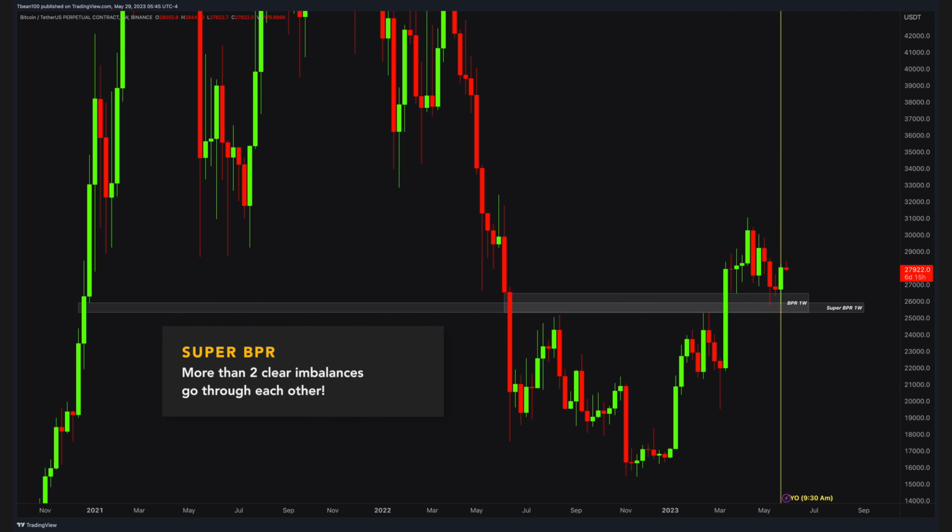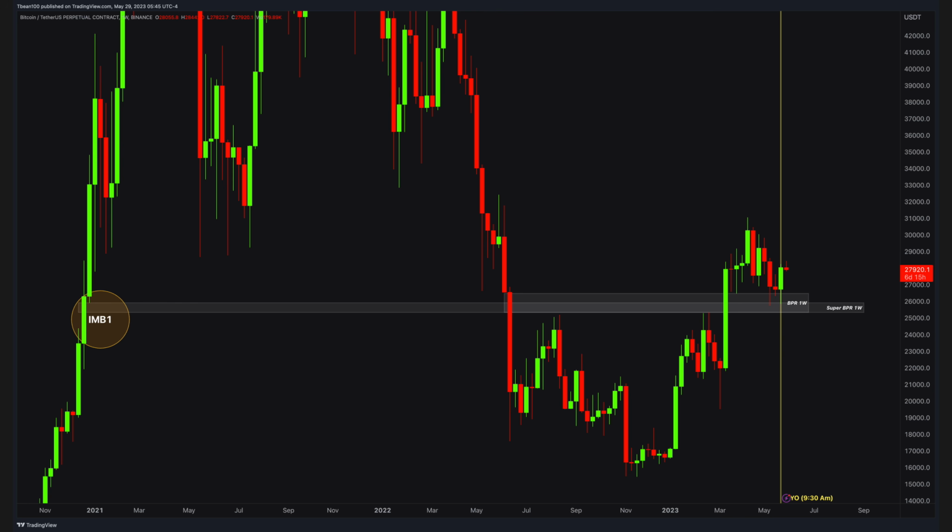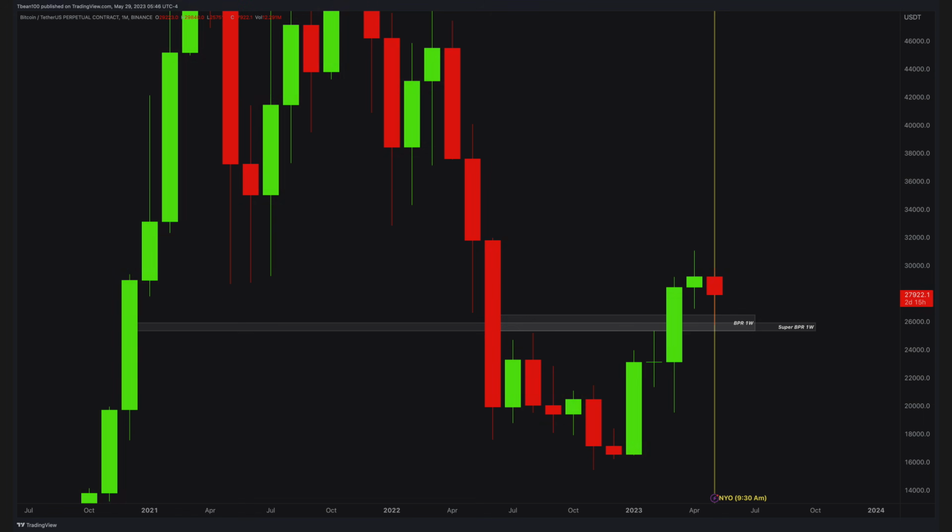Let me zoom out. Here we have the SUPER BPR, basically the combination of 3 untouched imbalances. First imbalance in 2021, second imbalance in 2022, the third imbalance in 2023. Notice how the price reacts in this special price zone. All good. Now switch to the monthly chart.